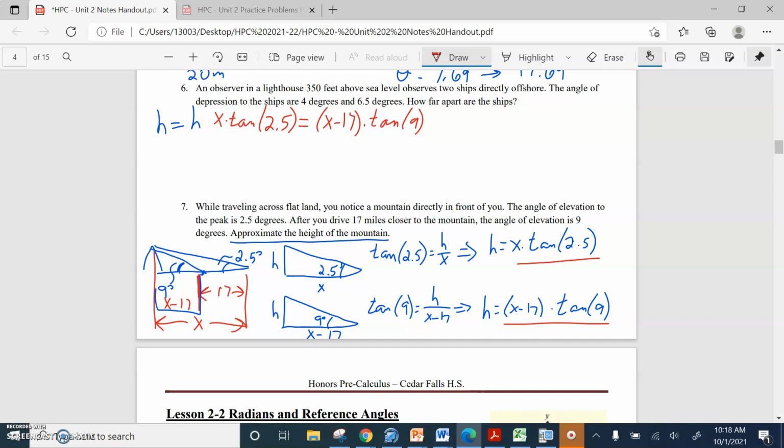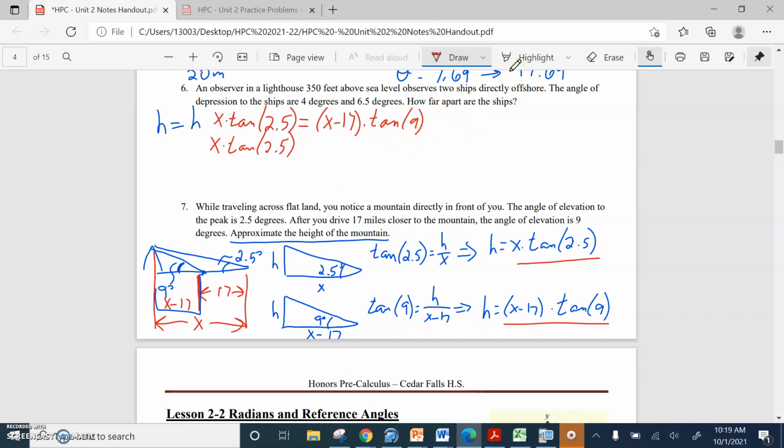Well, right now x is on both sides of the equation. So we need to get all of the x terms on one side of the equation, and then we can get x by itself. The first thing I'm going to do, I'm going to leave this alone. I'm going to distribute this x minus 17 right here. Well, I'm distributing the tangent of 9 degrees.